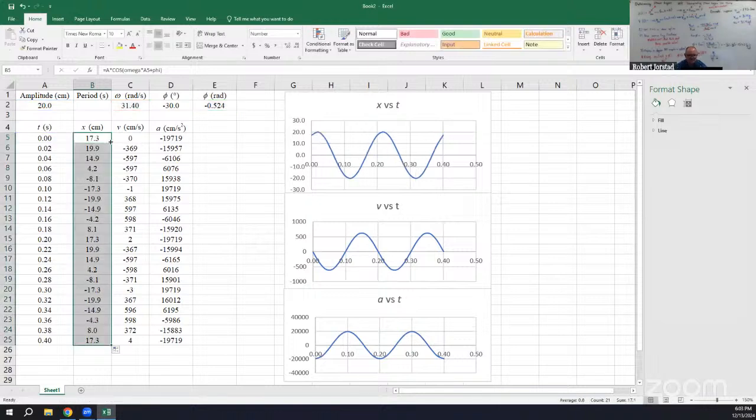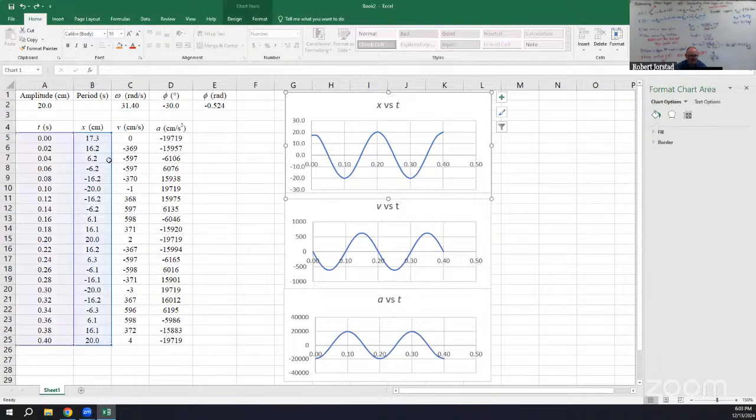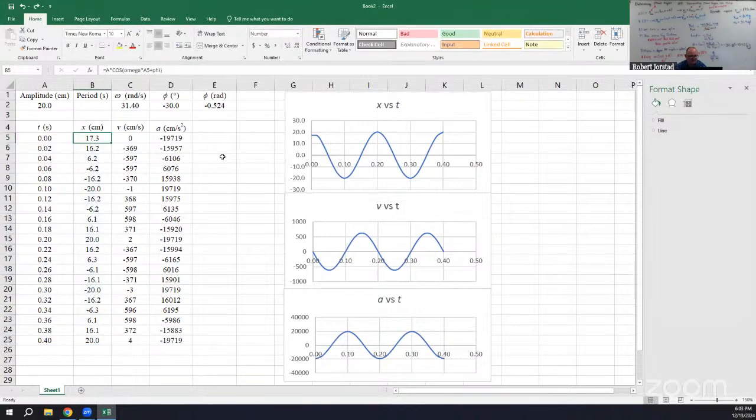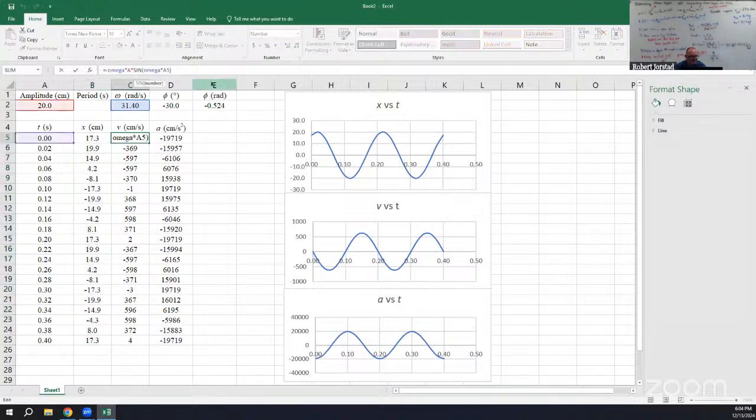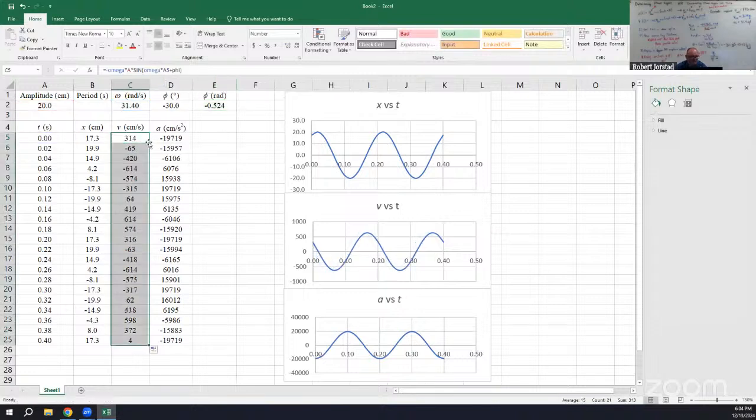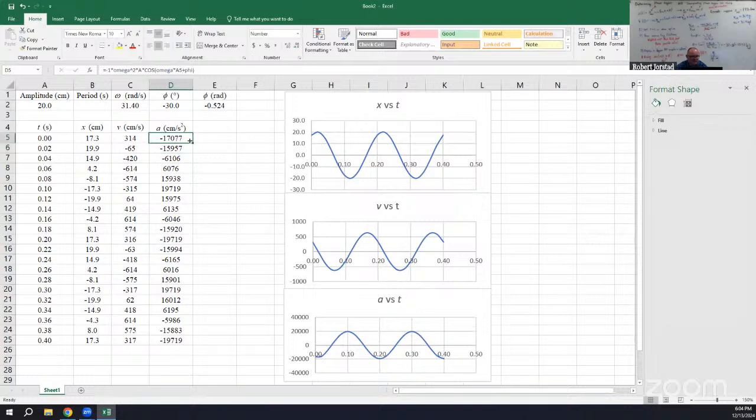So notice that shifts the plot right. I'm going to undo that and redo it. Look which way the plot moves. I'm looking at the X of t plot right here. I'm going to redo my change. Watch the X of t plot. It shifted to the right. Let's see what happens to the V of t plot. All we've got to do is just plus phi, fill it down, and it shifts to the right.